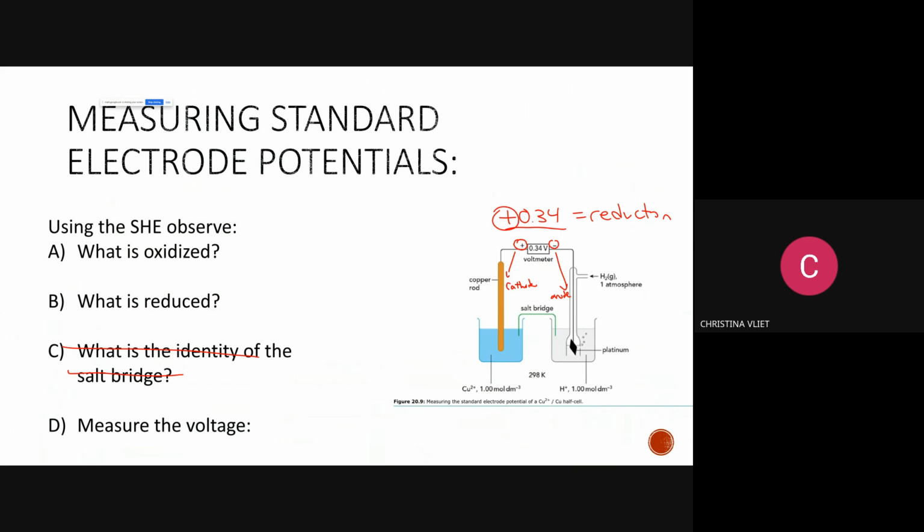All right, we're going to go ahead and continue. So, what is oxidized? It's not copper. It's hydrogen. What's reduced? Copper. What's the voltage? Positive 0.34. You literally just read it. Next class, we do the math. But if it's 0.34 versus 0, it's 0.34.